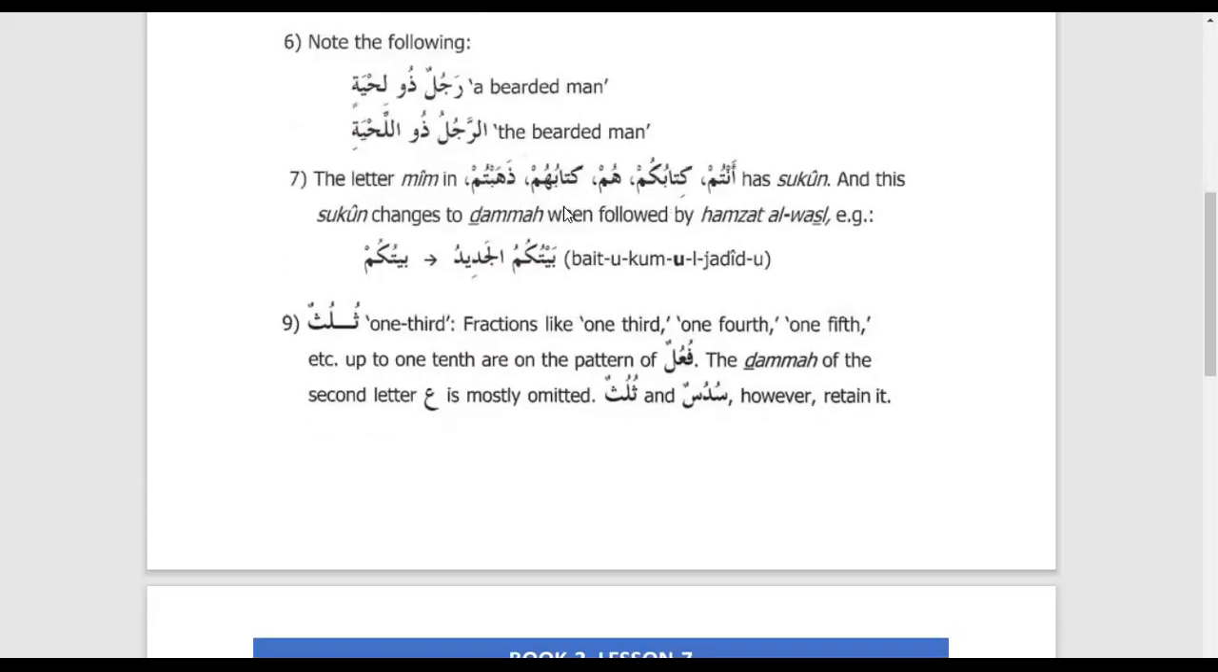Antum kitabukum, hum kitabuhum, dhahabtum. We know that all of them end with mim, and when we connect them with hamzatul wasl, or when we connect them with al, they will be connected with dhamma. For example, baytukum al jadidu will be baytukumul jadidu.